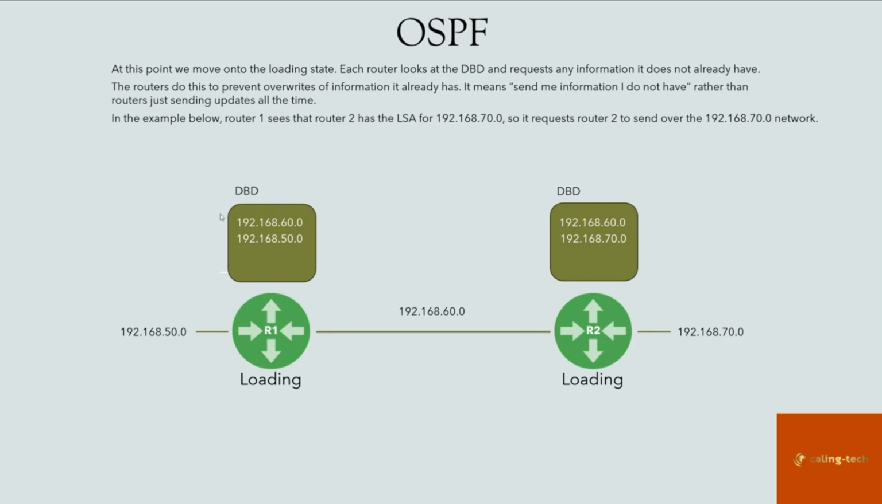Each router takes a look at the database descriptor and requests any information it doesn't already have. The reason it does that is it stops other routers sending information that it doesn't actually need. So it prevents unwanted CPU and RAM usage on the routers themselves, because there's no point having information that it's already got. So router 1 is basically saying to router 2, hey, send me over that LSA for 192.168.70. So it requests router 2 to send over that network information.